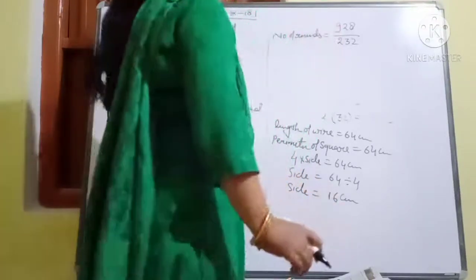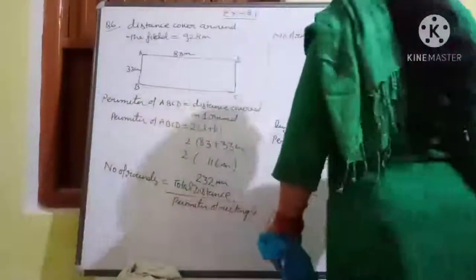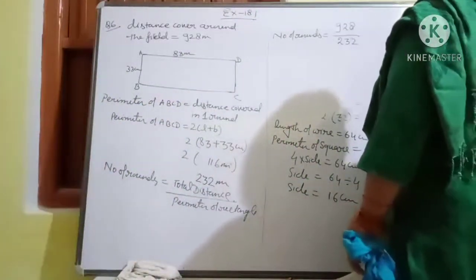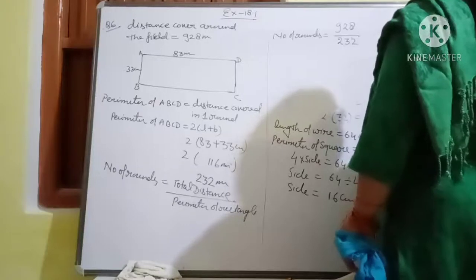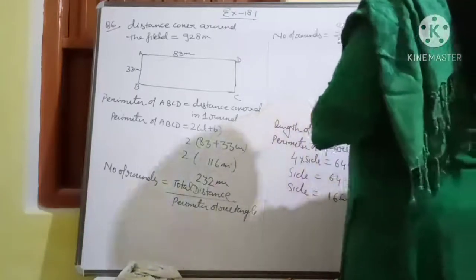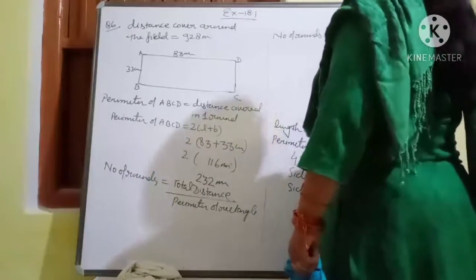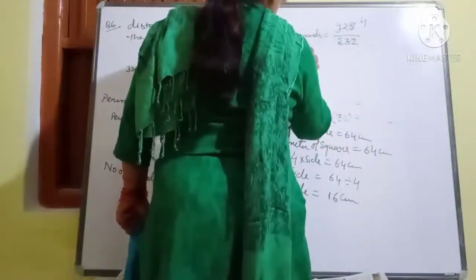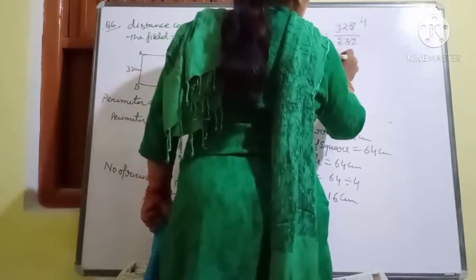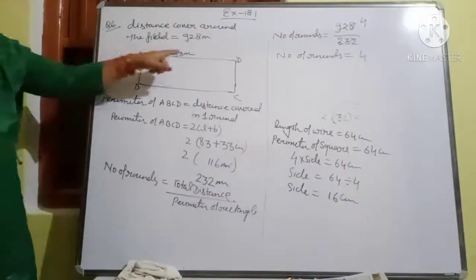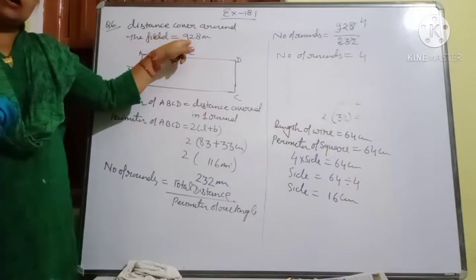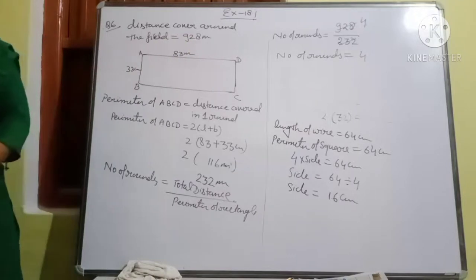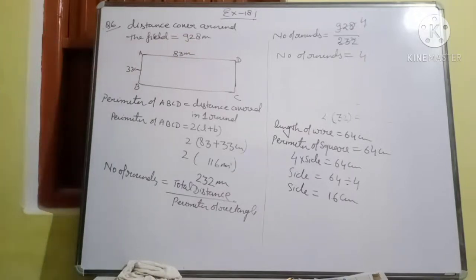So maybe if we multiply 232 by 4, we will get the answer. 4 twos are 8, 4 threes are 12, carry 1, 4 twos are 8 and 1 is 9. So how many times does it go? 4. So the number of rounds is equal to 4 rounds. She has to run around the boundary 4 times, then she will complete 928 meter. Okay. Now come to question number 7.